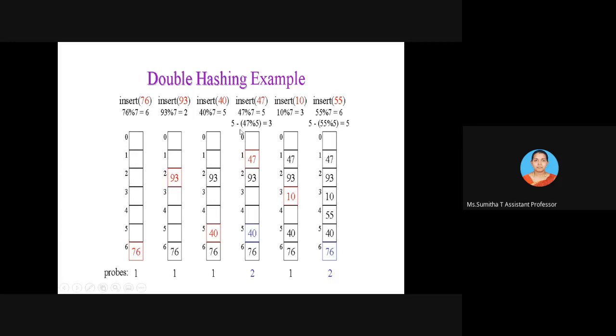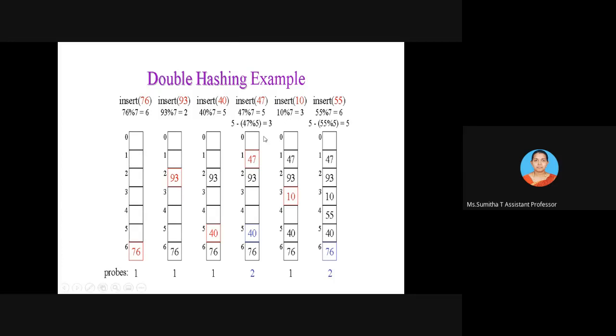So 5 minus again the key mod R. Okay. So what is the value? 3. Okay. Is it clear everyone? Here the collision occurs, so I'm going to use the next formula, R minus X mod R. This is the second hash value. Once you go with this second formula, then we get the answer 3.